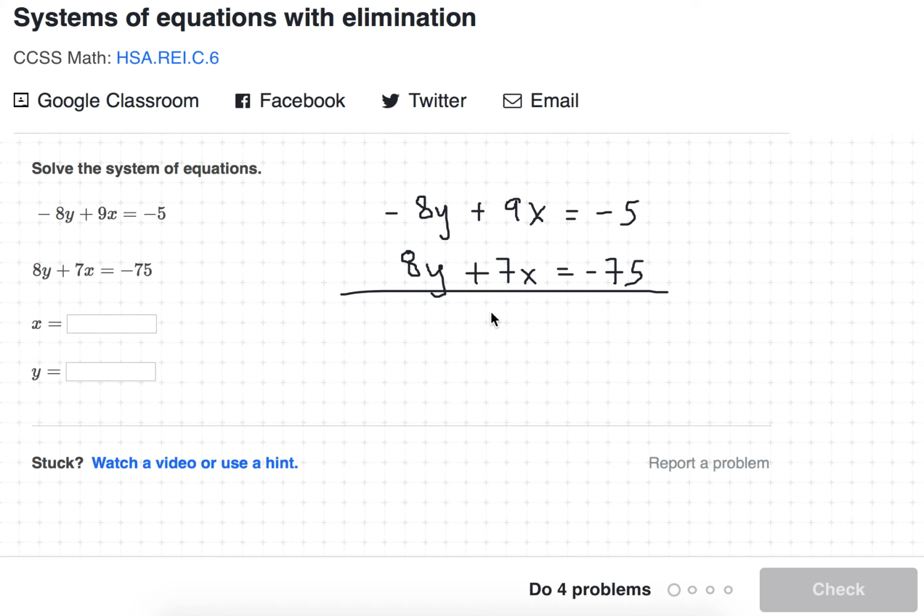In this video, we're going to look at solving systems of equations with elimination. So here we have two equations, and I've just rewritten them over here, kept them exactly the same. And the idea behind elimination is we can add the two equations together. And the reason that works is because of this logic right here.